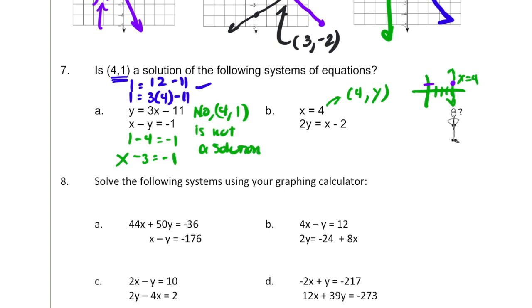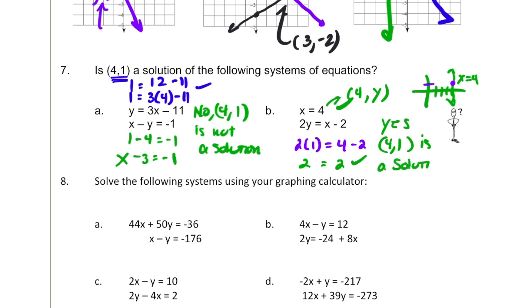Okay, so it's just really a question of does the second one also go through 4, 1? So I'm going to put a 1 in for the y, I'll put a 4 in for the x, and I'll see if the left side equals the right side. Yeah, left side is 2, right side is 4 minus 2 is 2. It checks, yes. 4, 1 is a solution of the system.